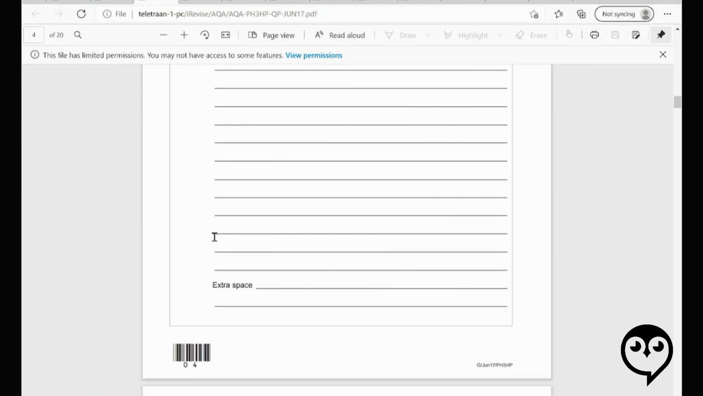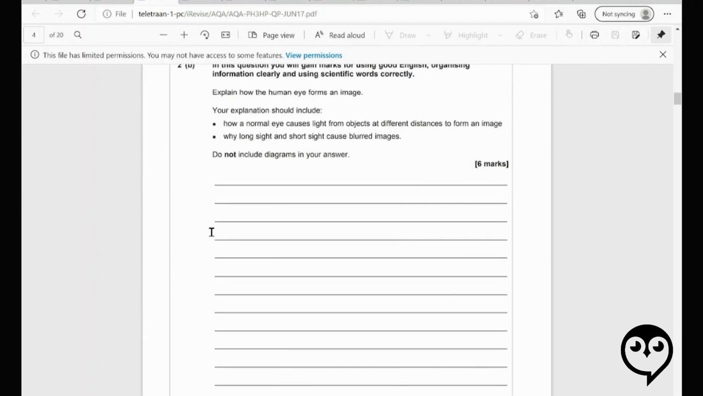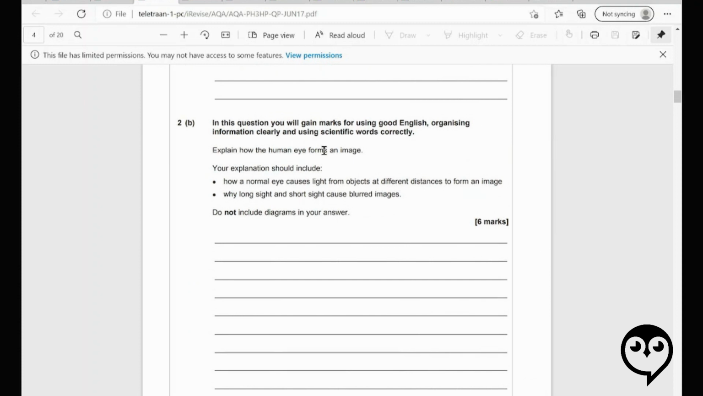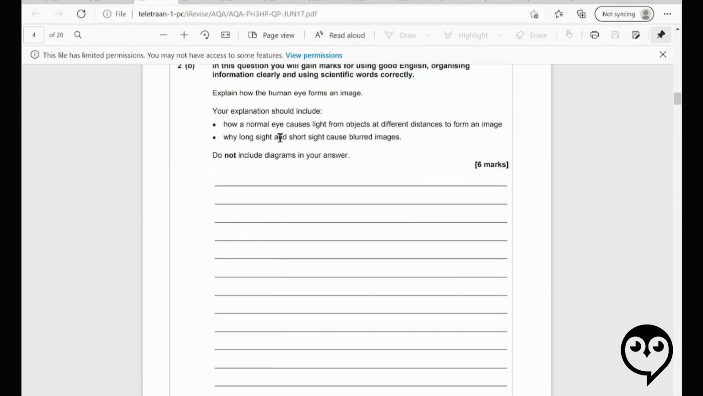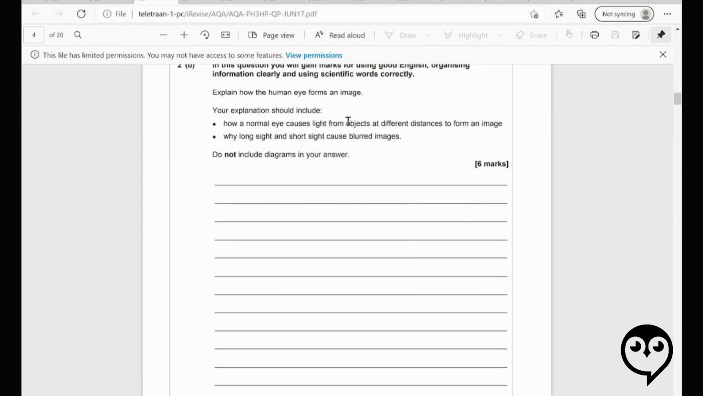Okay, and then this is a written question here. Explain how the human eye forms an image. Your explanation should include how a normal eye causes light from objects at different distances to form an image, and why long and short-sightedness cause blurred images. Do not include diagrams in your answer.